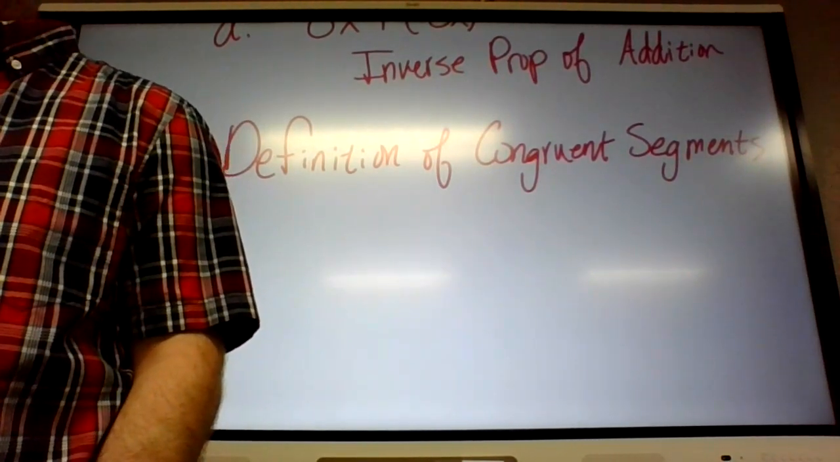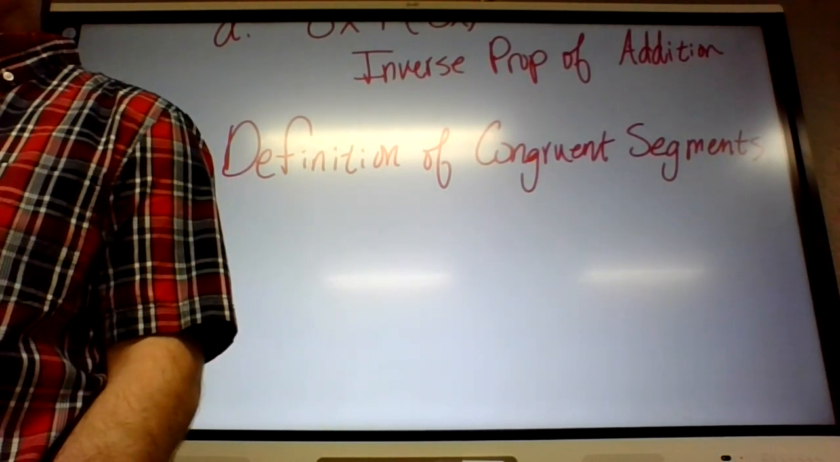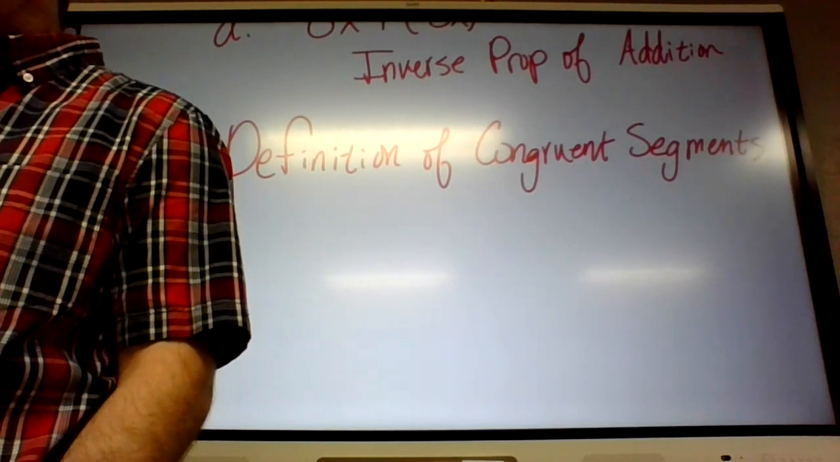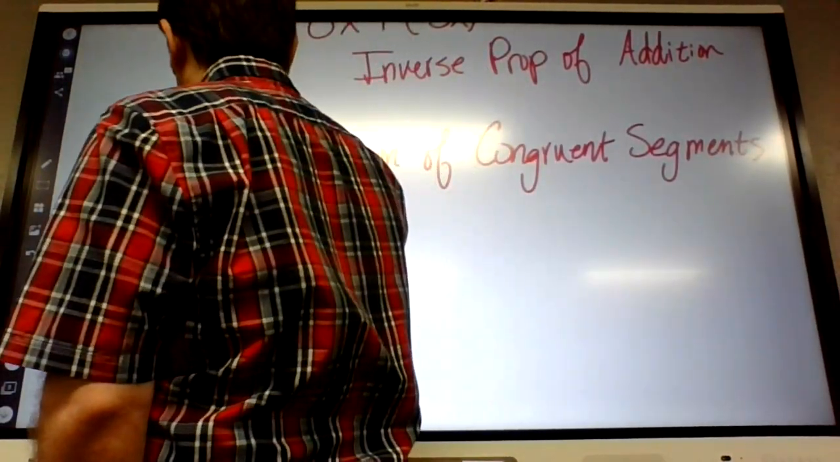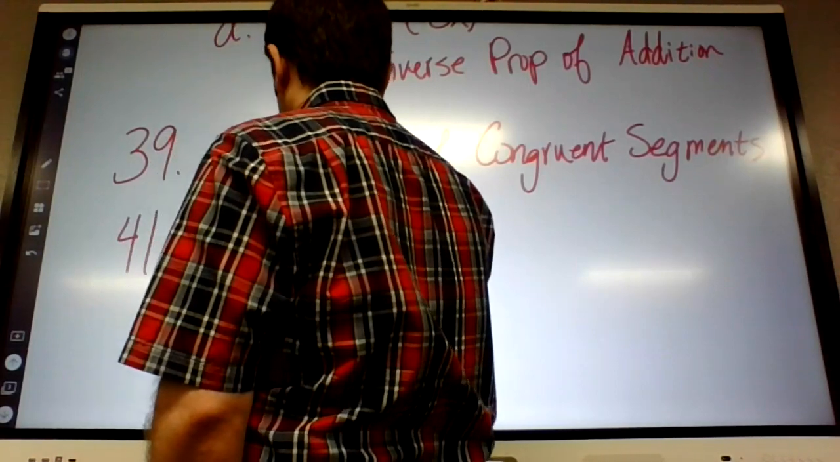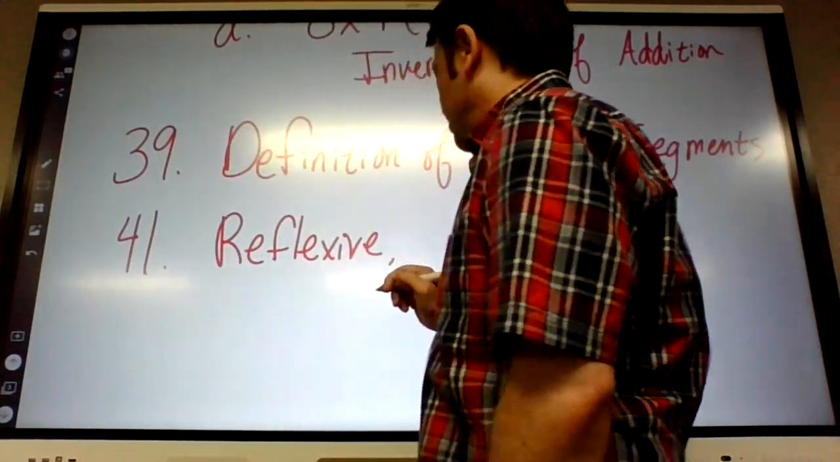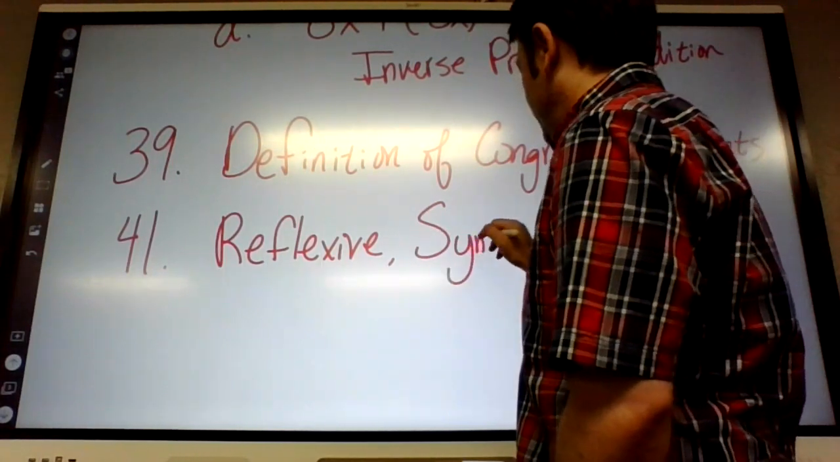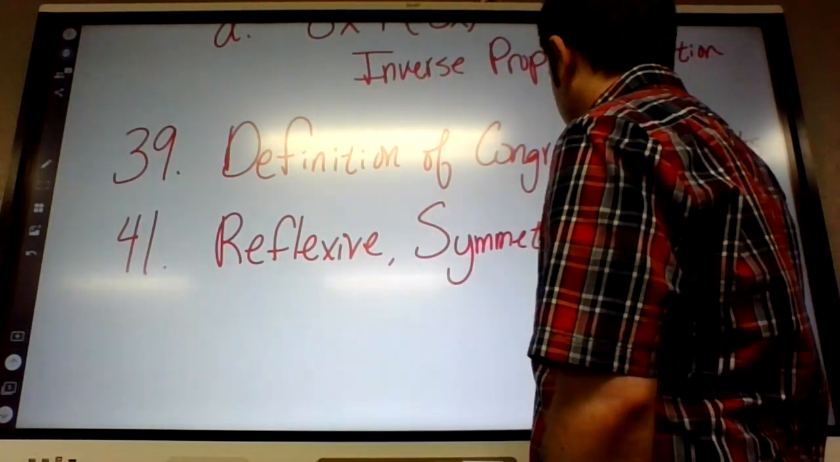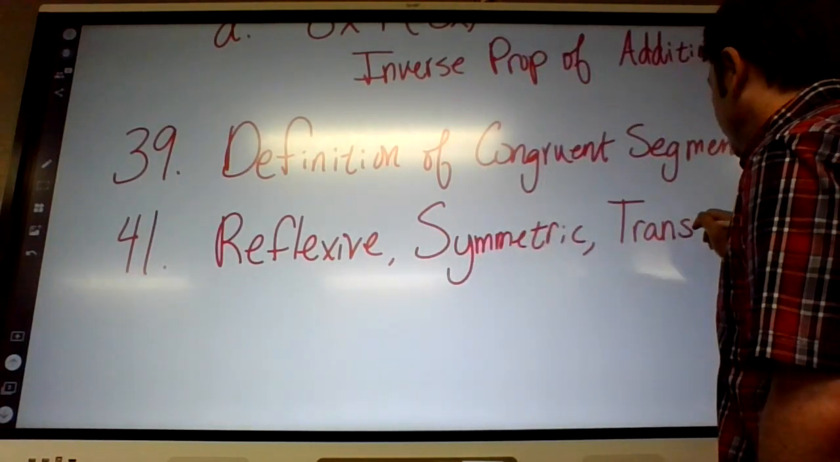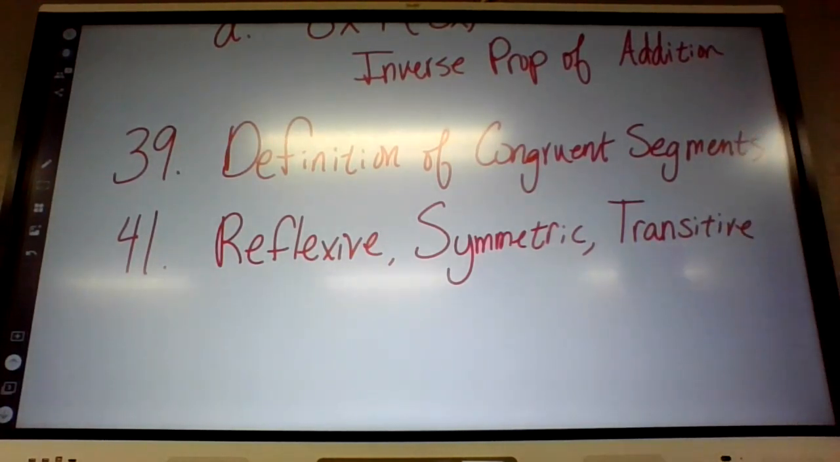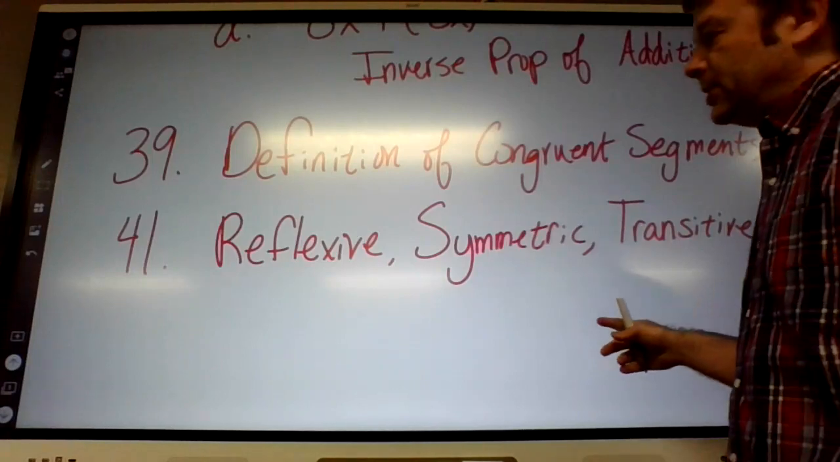Okay, 41. I'll just tell you, it's in the orange box on page 79, right next to 78. What are the three equivalence relationships? So there's reflexive, that was like A equals A. There was symmetric: if A equals B, then B equals A. And there was everybody's favorite, transitive: if A equals B and B equals C, then A equals C.